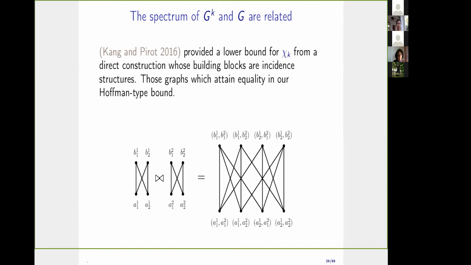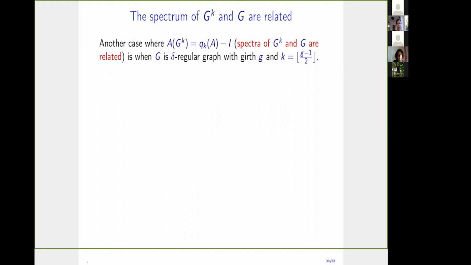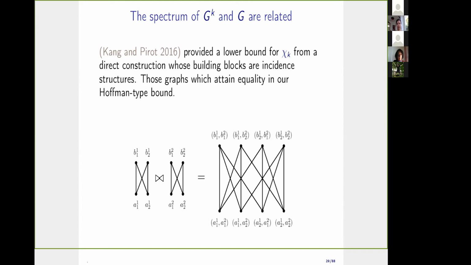Here I gave you an example because it's a bit technical to give the description of the product they provide. But basically, this product of two balanced bipartite graphs preserves balanced bipartiteness. And you can also calculate that the resulting graph is a regular graph. And then this family of graphs actually turns out to satisfy our Hoffman-type bound when the spectrums are related for G^k, okay?